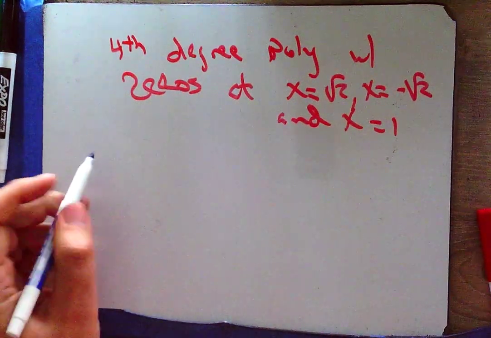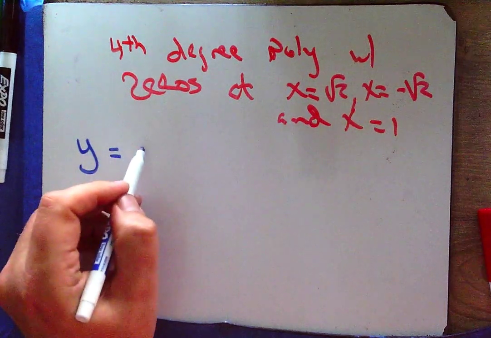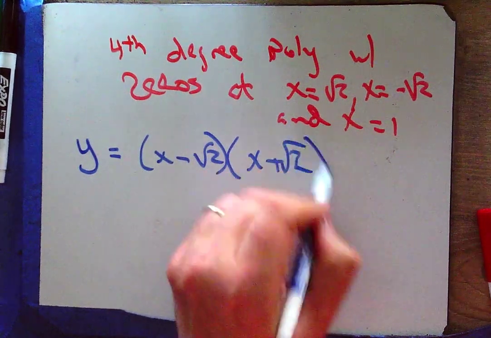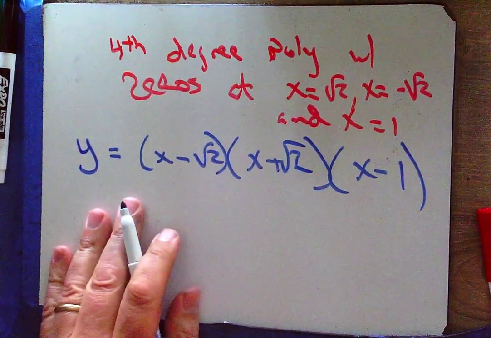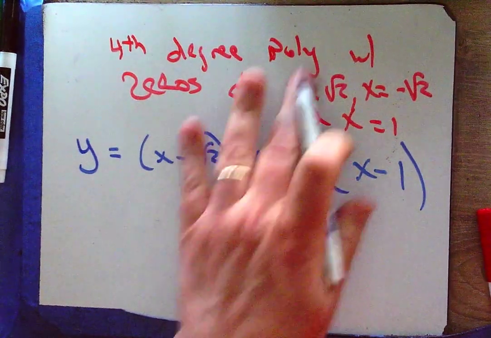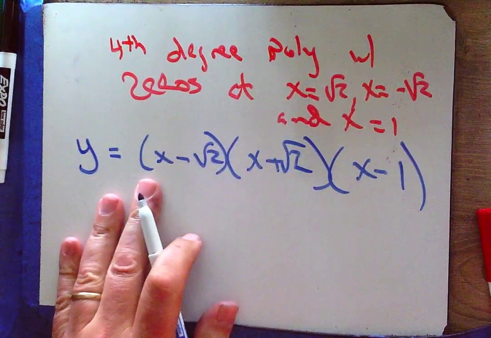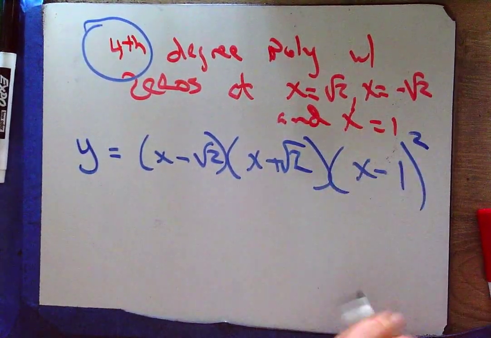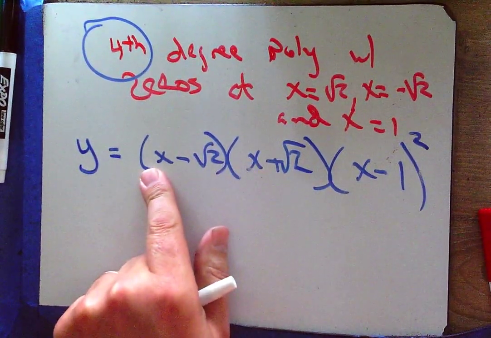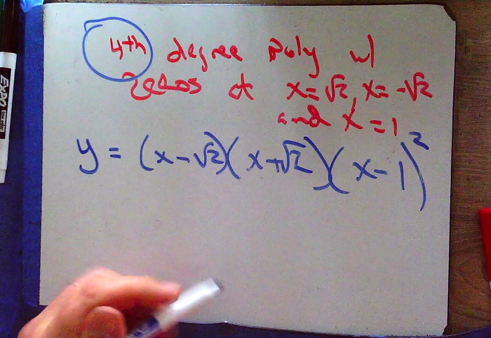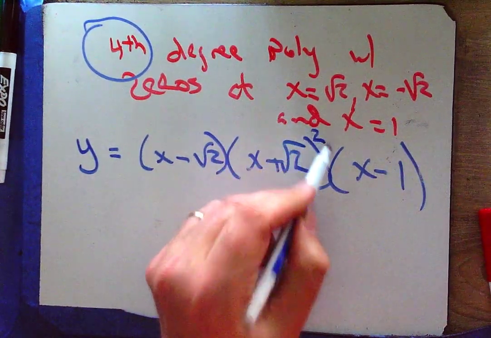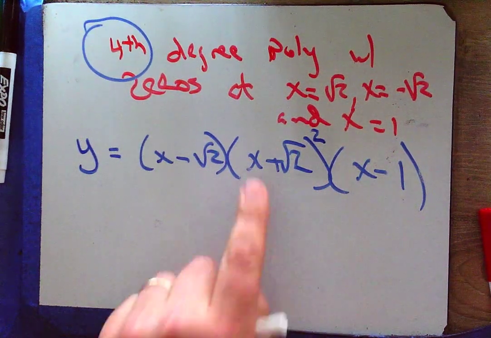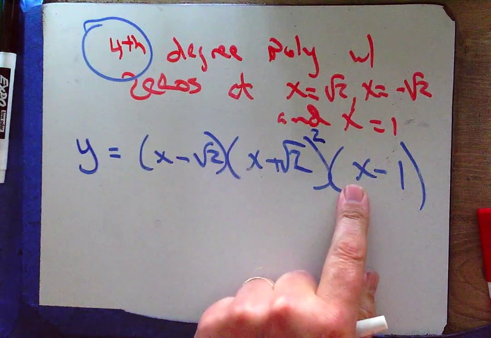All right, so my only concern is that you think about x minus root 2, x plus root 2, and x minus 1. I think that's a great start. Okay? That's a great start. It works all these x-intercepts into factored form. But we want a 4th degree polynomial. If I put my 2 here, I have x squared times x, no problem, I get x to the 4th. But what if I put my 2 here? Does that still work?